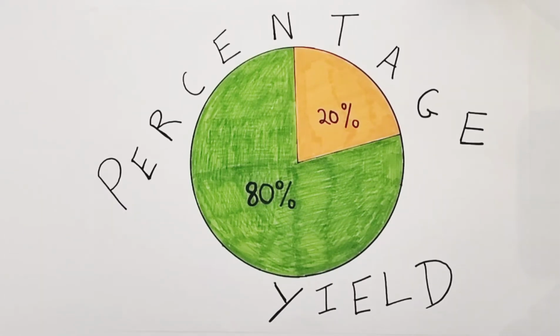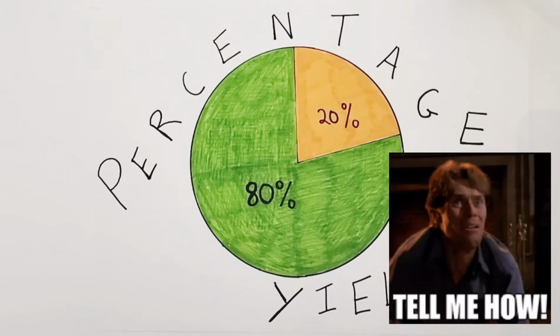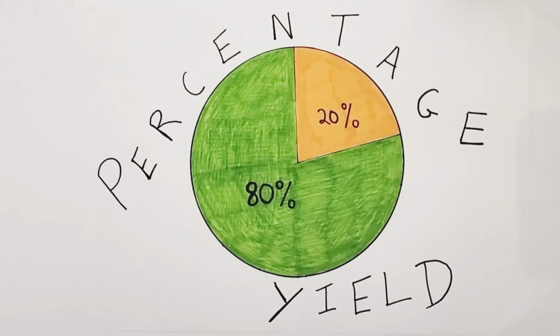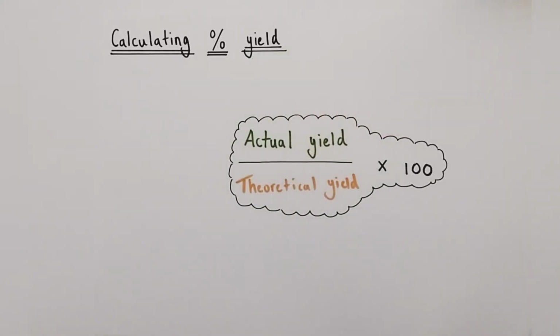In this video I'm going to explain what a percentage yield is, how to calculate the percentage yield, and also why reactions don't go to 100% yield. So percentage yield is exactly what it sounds like. It is a measurement of how effectively a reaction produces the product we wish to make.